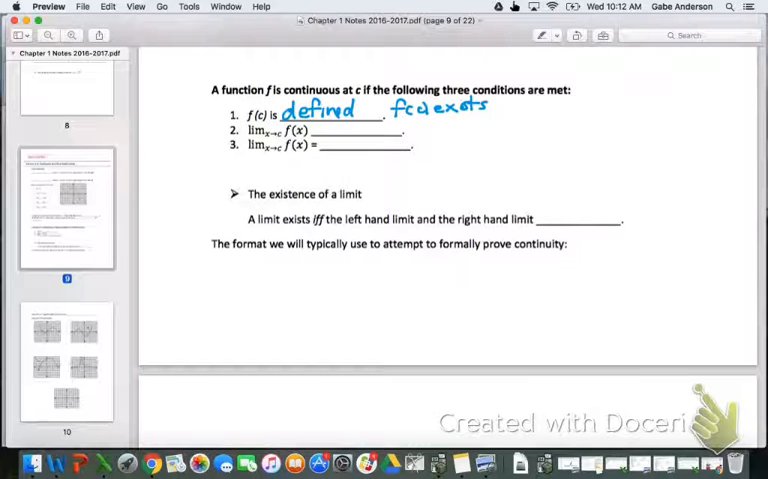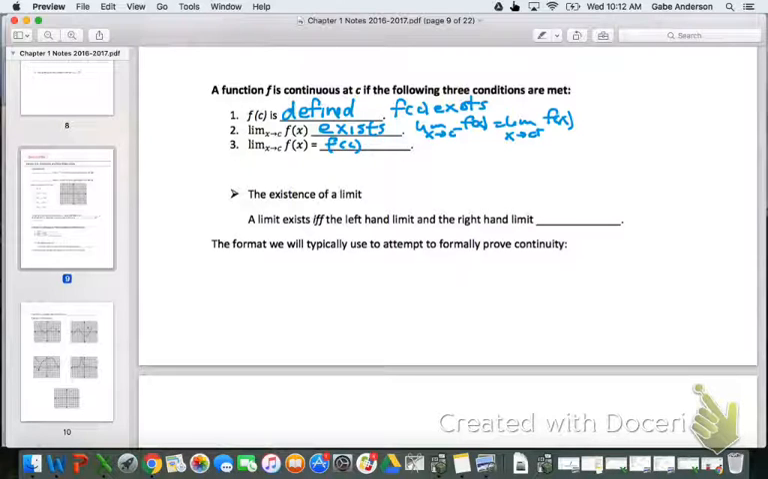The limit as x approaches c of f of x also exists. Of course, what that means really is that the limit as x approaches c from the left is equal to the limit as x approaches c from the right. So the behavior from the left and the right have to be the same. The function has to be defined at c. And finally, number 3, the limit as x approaches c of f of x has to equal f of c.